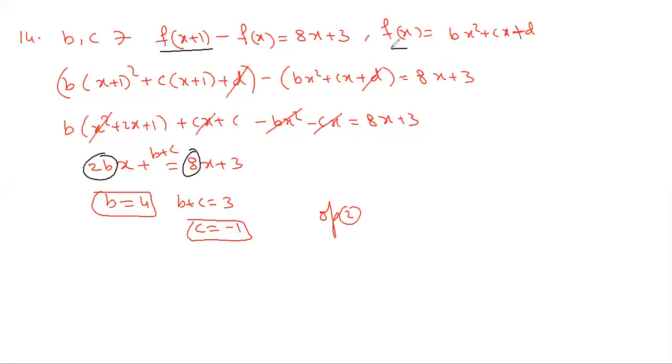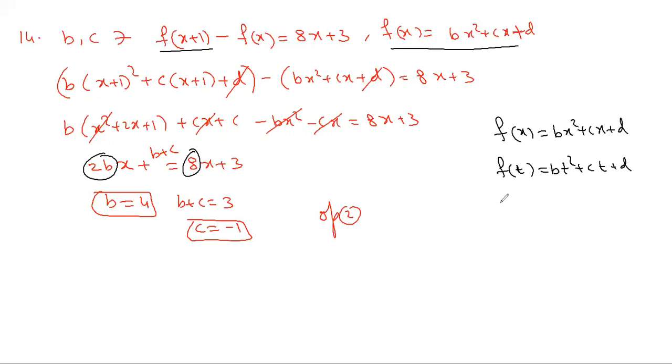See, f of x is this. When they're given f of x is equal to bx square plus cx plus d, then f of t is bt square plus ct plus d, and f of something is b something square plus c something plus d. Okay. Yeah, f of x plus 1 is b(x plus 1) the whole square plus c(x plus 1) plus d. Yeah.